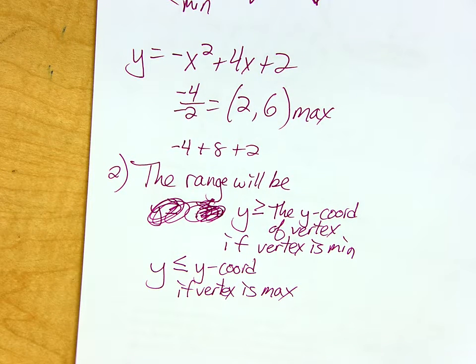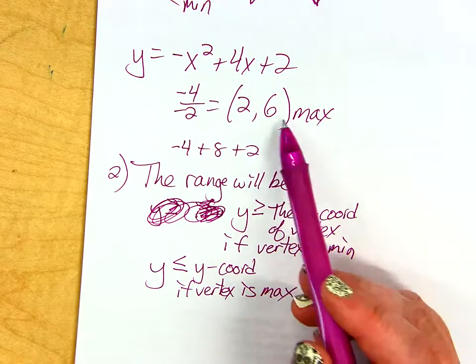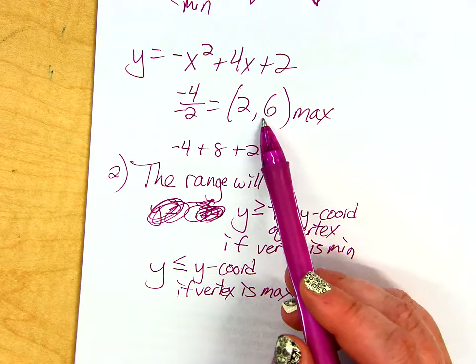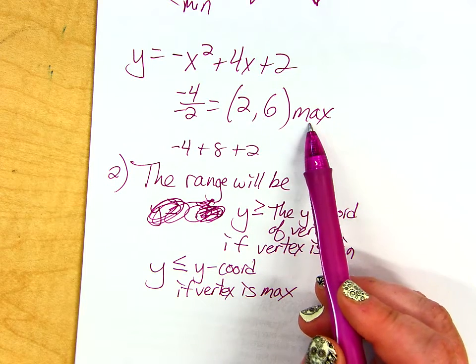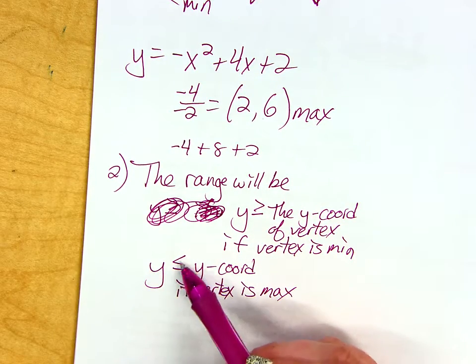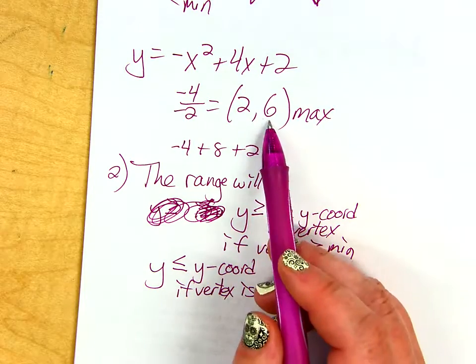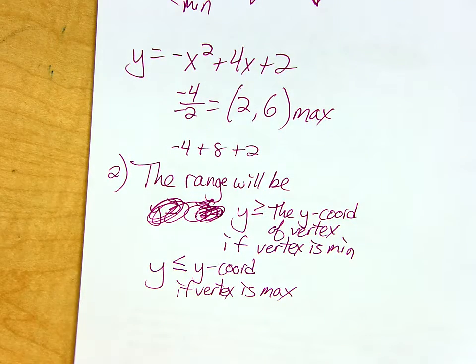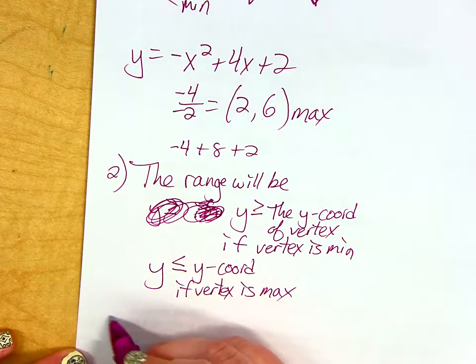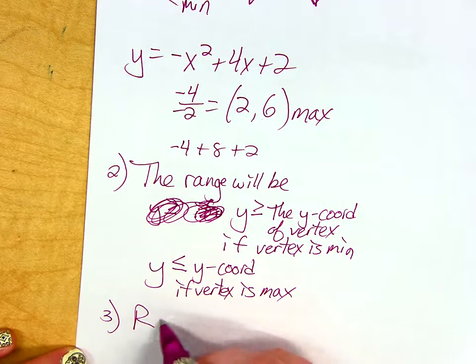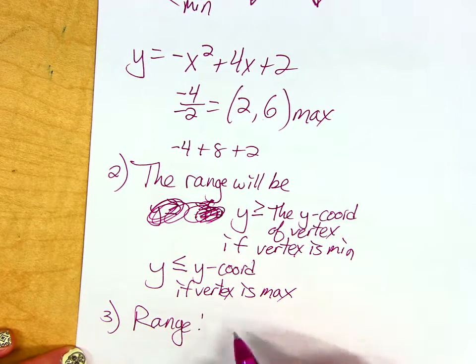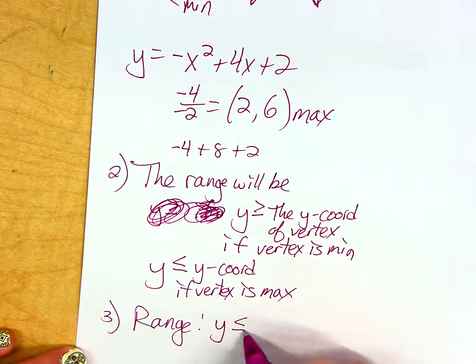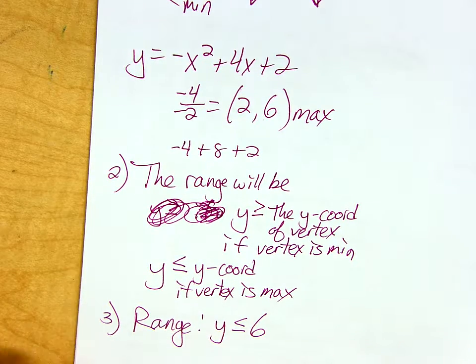So even without actually physically graphing it, I know that because in this scenario, I have a vertex at (2, 6), that's a max. That means my y is going to be less than or equal to 6 and not greater than or equal to. So the range would be y is less than or equal to 6. And I've got it.